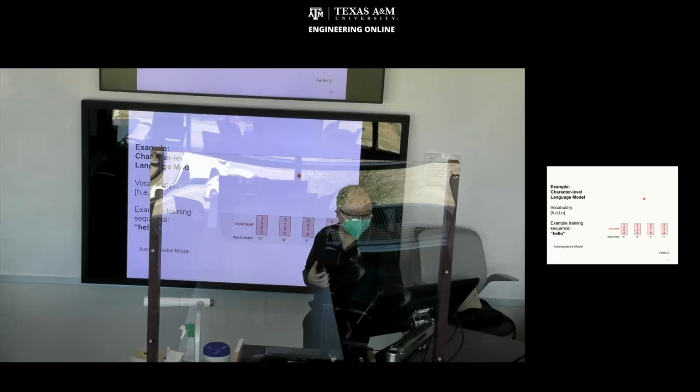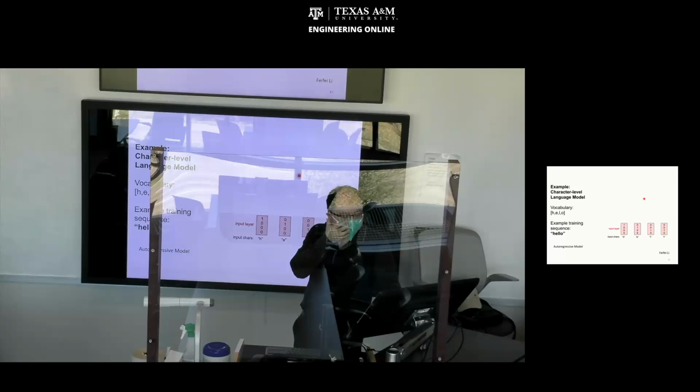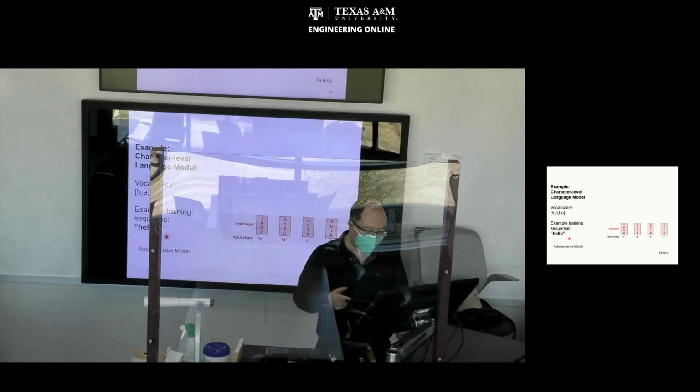So let's talk about this. This is a language model, but it's at the character level, meaning that the tokens, the building blocks of the sentence, are characters. I'm not considering words for the moment. It's a very simple character-level language model. I only have four letters in the vocabulary here, H, E, L, O, and the training sequence here is HELLO. This model is an autoregressive model. I will show you what it means.